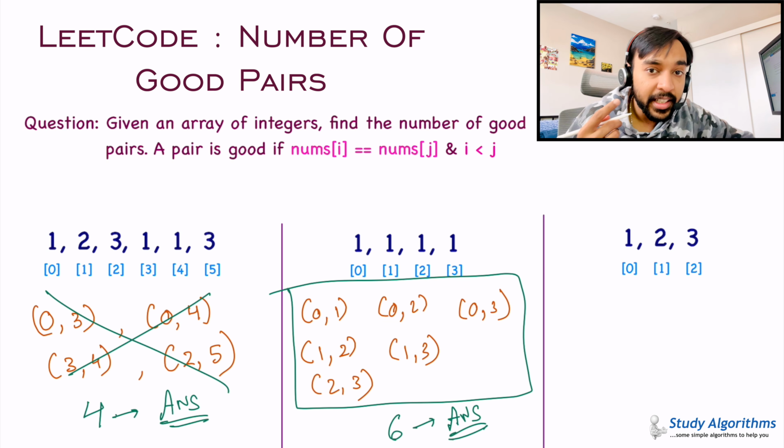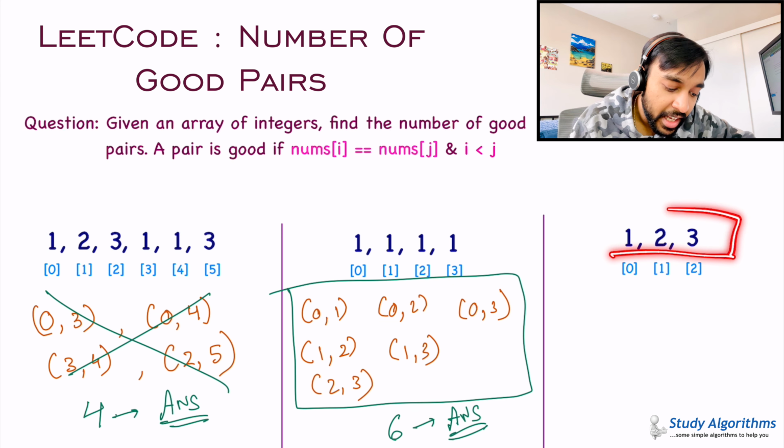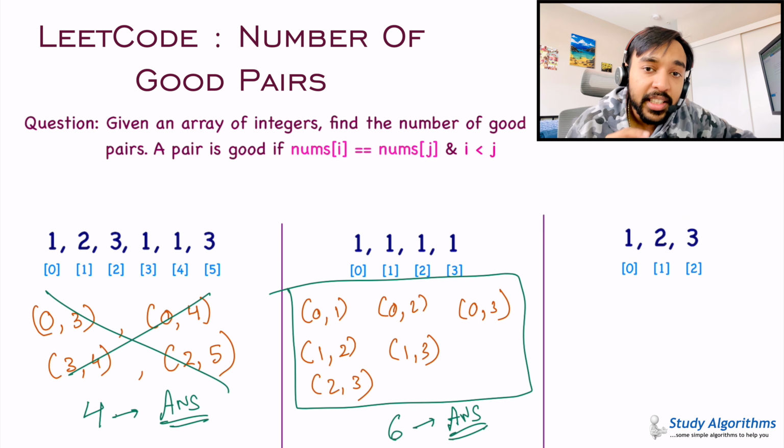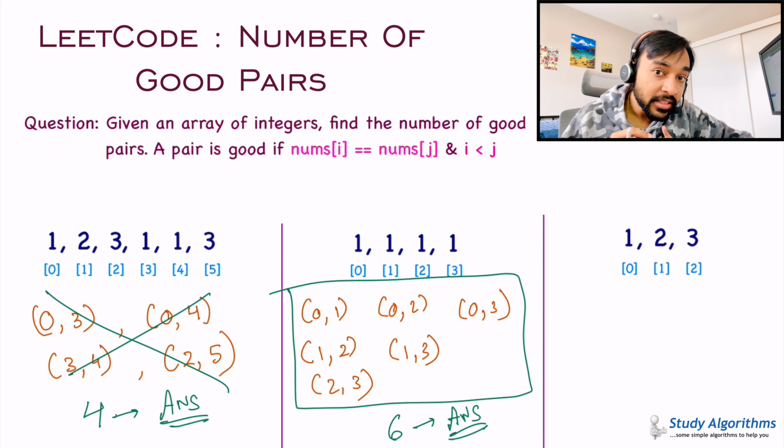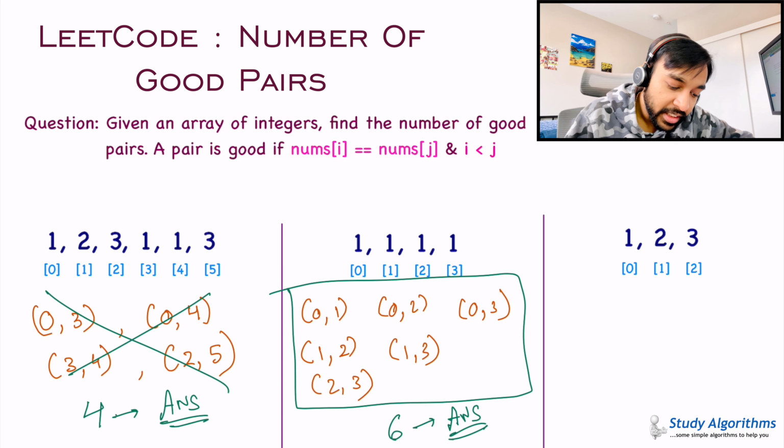Similarly, let us look at our test case number 3. We have the array 1, 2, 3. You can see that in this array, no element is the same, right? And hence, this array will not form any good pairs. So you can safely say that for test case number 3, 0 would be your answer.